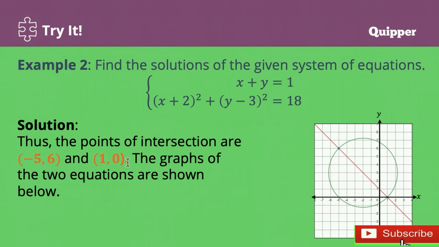And the graph of the two equations is shown here. These are the points of intersection, negative 5, 6, and 1, 0. And the line that is intersecting the circle is a secant line since there are 2 points of intersection.